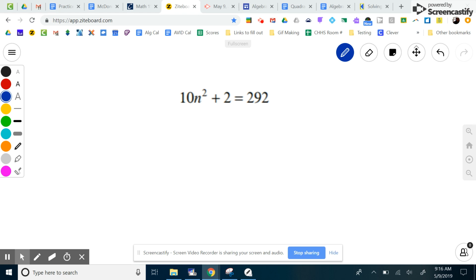Okay, so the very first thing I noticed about this problem is that there's an n squared, but there's no n. So what that means to me is I could solve by taking the square root instead. No n, but yes, n squared. I'm going to take the square root. In order to do that, I first need to get the square term by itself.